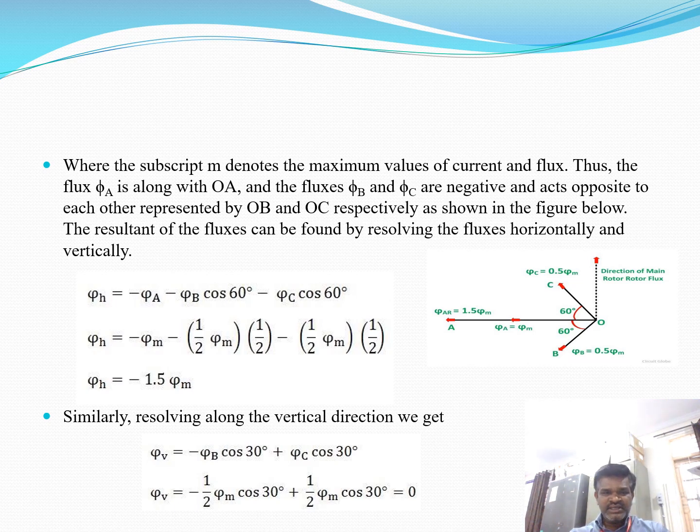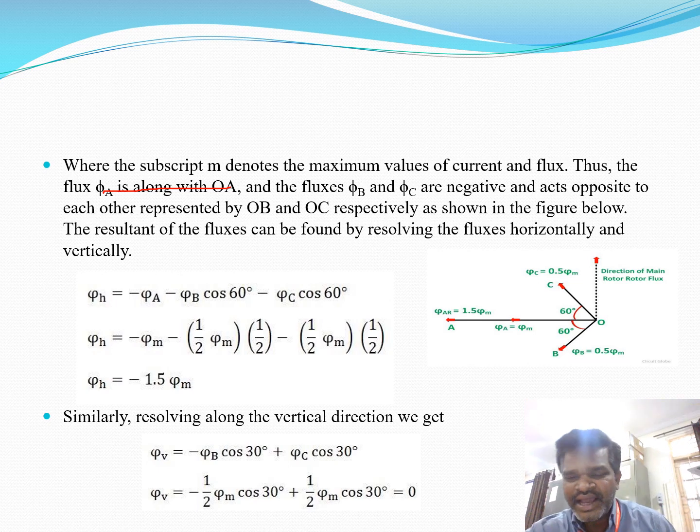So where the maximum values of current and flux, the flux phi A is along the axis of OA, and from this, 120 degrees, which one? Phi B and phi C. But to get a resultant flux, I consider phi A as the origin, and the negative of phi B is written, and the negative of phi C is written like this.